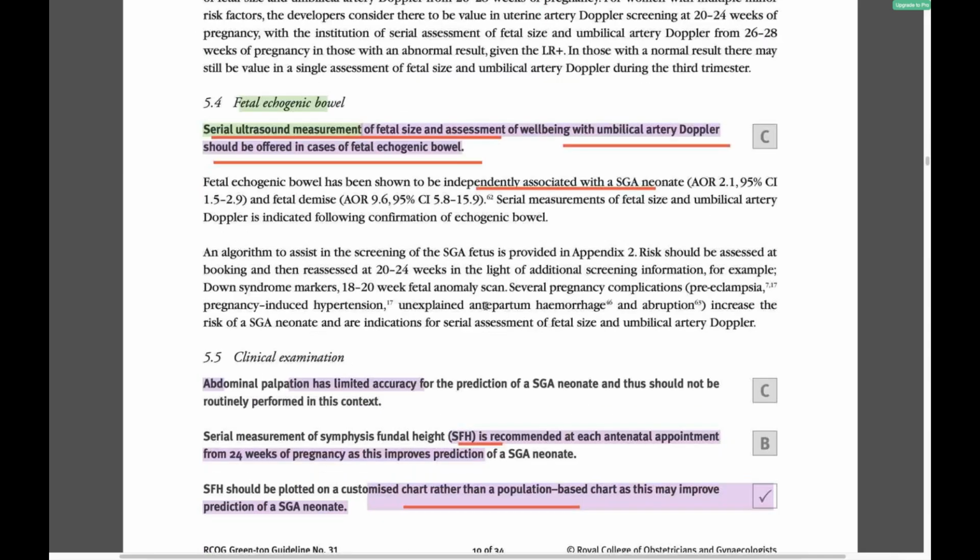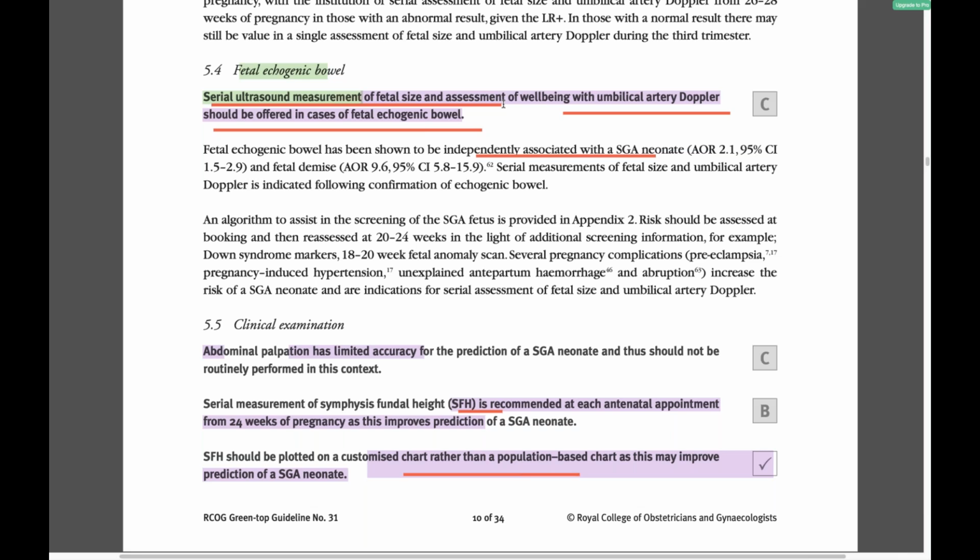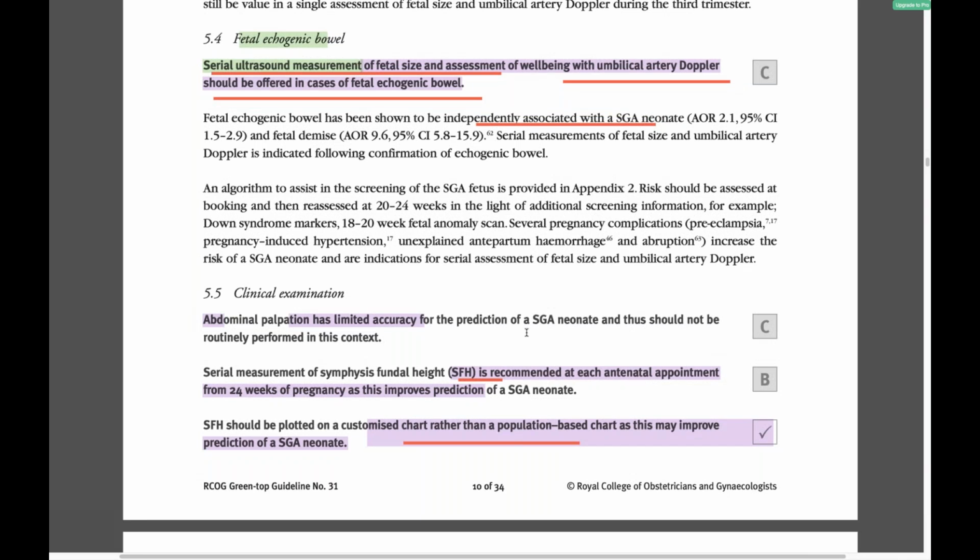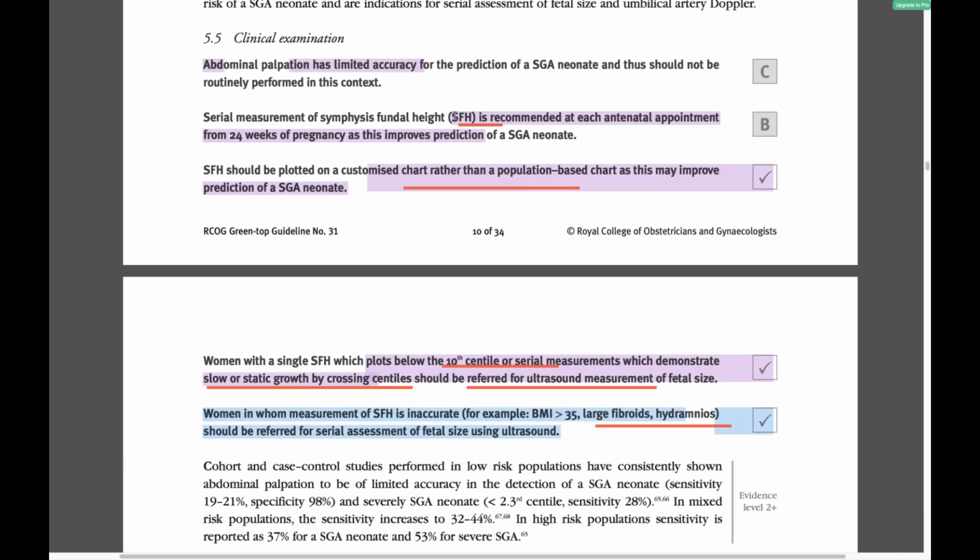Now, if the patient has come with the 20-week scan and you find baby has fetal echogenic bowel, so what type of factor it is? Echogenic bowel. Major risk factor. Yeah, it is major risk factor. Now, we usually do symphysis fundal height measurement from which week of pregnancy?